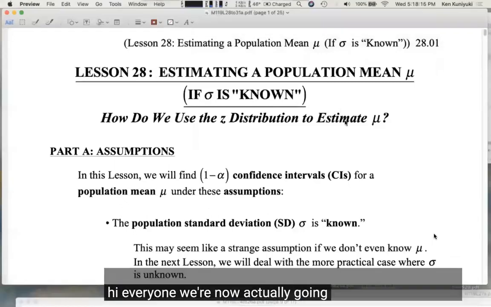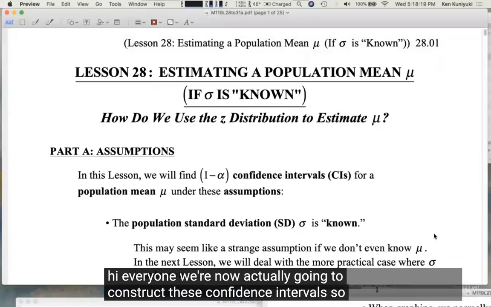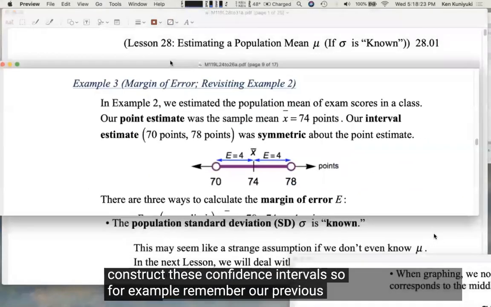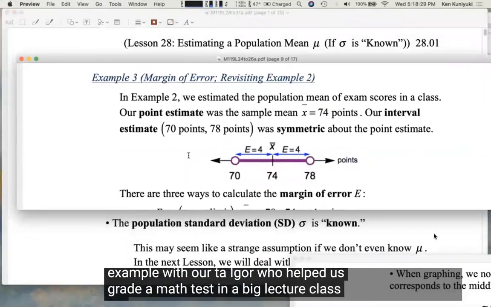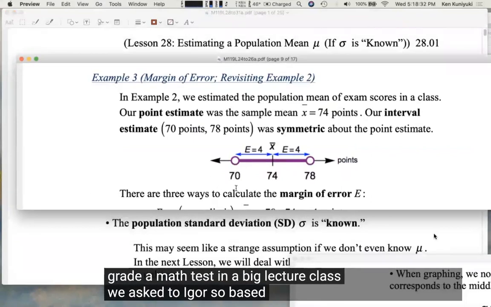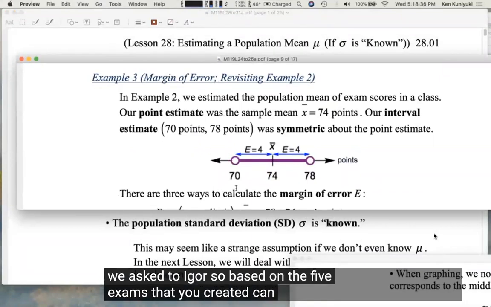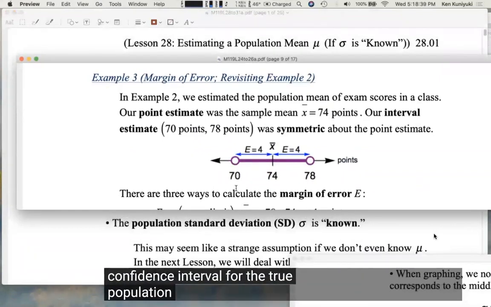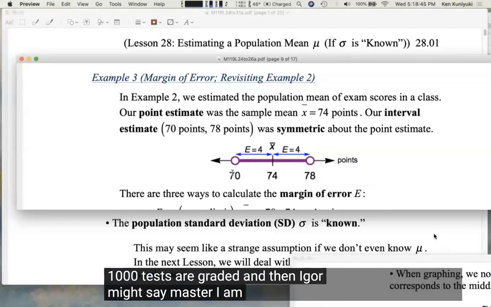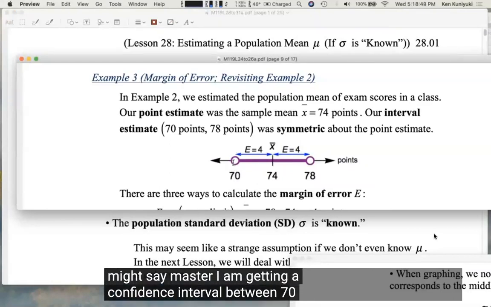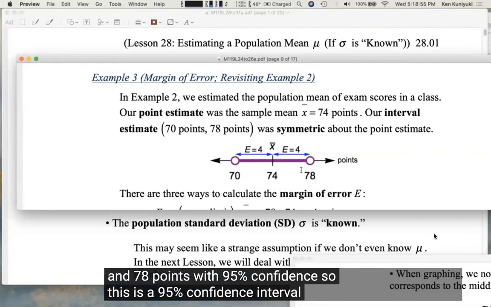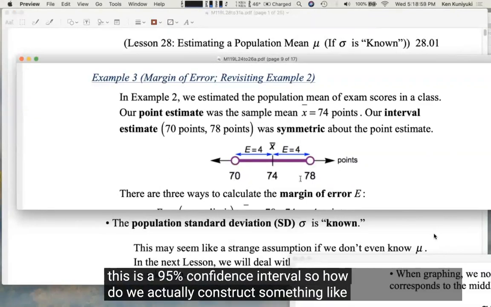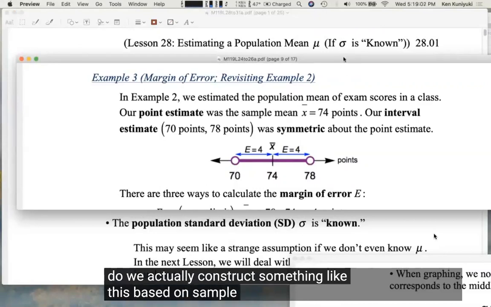Hi, everyone. We're now actually going to construct these confidence intervals. So for example, remember our previous example with our TA Igor, who helped us grade a math test in a big lecture class. We asked Igor, so based on the 5 exams that you graded, can you give me a confidence interval for the true population mean for the class after all 1,000 tests are graded? And then Igor might say, Master, I am getting a confidence interval between 70 points and 78 points with 95% confidence. So this is a 95% confidence interval. So how do we actually construct something like this based on sample statistics?